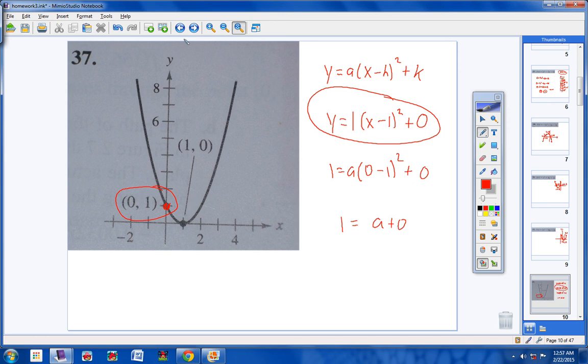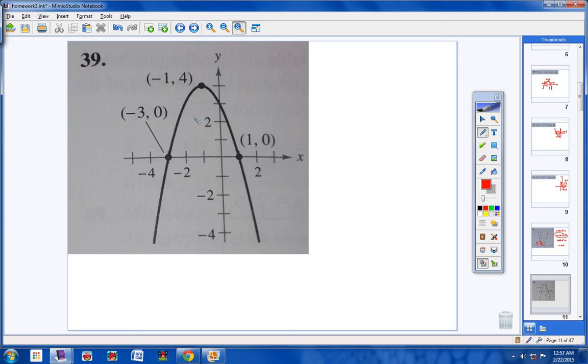Alright, number 39, we'll go a little faster now, the exact same thing. They give us the vertex, so we're going to quickly plug our vertex in. Y equals, then a, and then x, and then my number here is a negative 1, so I'm going to put a positive 1. Quantity squared, this is a positive 4. I'm going to leave a positive 4, so there. I substituted my vertex into the equation.